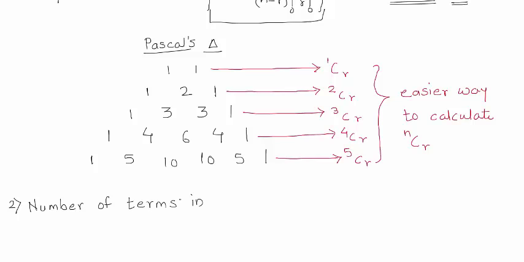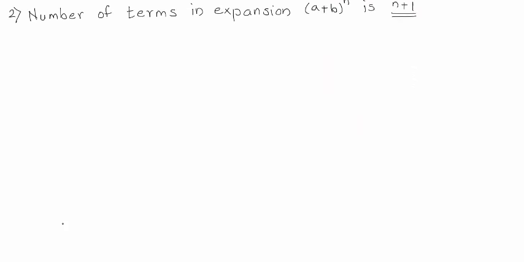Now we learn the number of terms. The number of terms in the expansion (a + b) raised to n is n plus 1. Alright students, so whatever is the bracket power n, we add 1, and that many terms will be present in the expansion. Alright, let us study further.